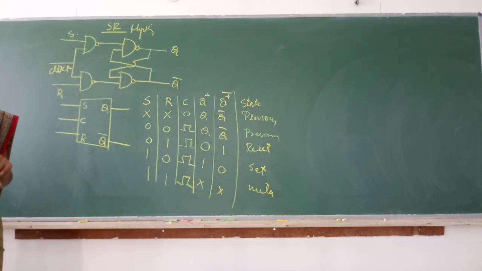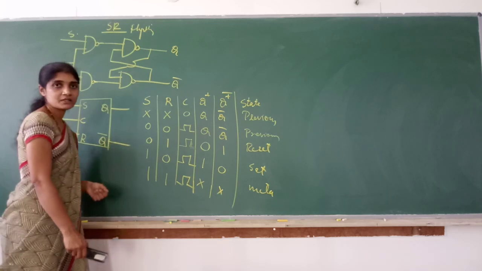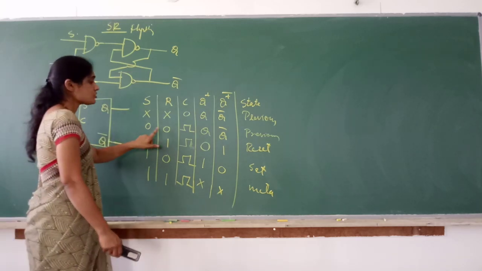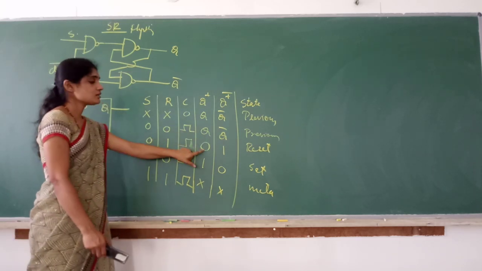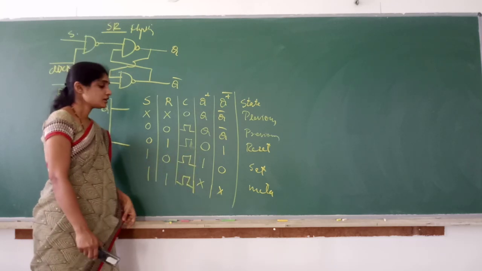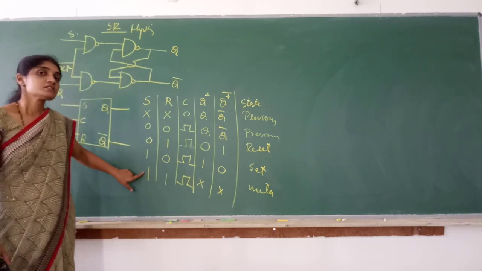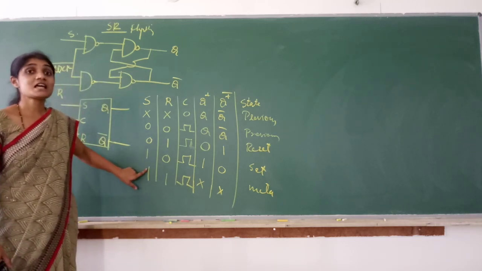So this is the function table of SR flip-flop. The logic diagram, the logic symbol and the function table. SR flip-flop. So 0, 0, previous state. 0, 1, reset. 1, 0, set. 1, 1, metastable state. That means I cannot use SR flip-flop for 1, 1 condition. So that is one of the disadvantages of SR flip-flop.